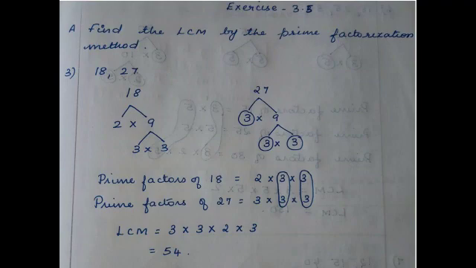Then afterwards what will you do? You will circle the common factors. Here the common factors are 3 and another 3 also is common. When you write the LCM, you will write the common factors as well as the non-common factors. You will multiply the common factors only once. So the LCM is equal to 3 into 3 into 2 into 3. 3 3s are 9, 9 2s are 18, 18 3s are 54. So the LCM of 18 and 27 is 54.